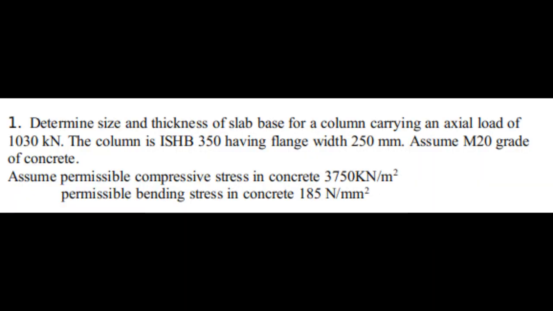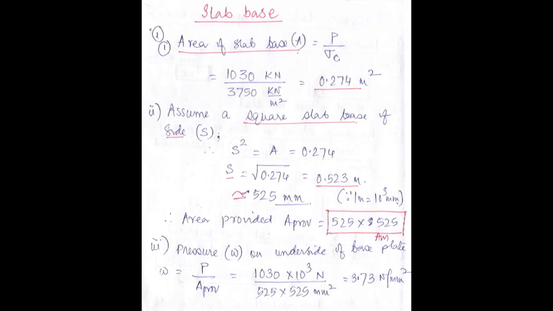Determine the size and the thickness of a slab base for a column carrying an axial load of 1030 kN. The column is ISHB 350 having flange width 250 mm. Assume M20 grade of concrete and permissible compressive stress in concrete as 3750 kN per meter square, and permissible bending stress in concrete is equal to 185 Newton per mm square. Let us see how to solve it.